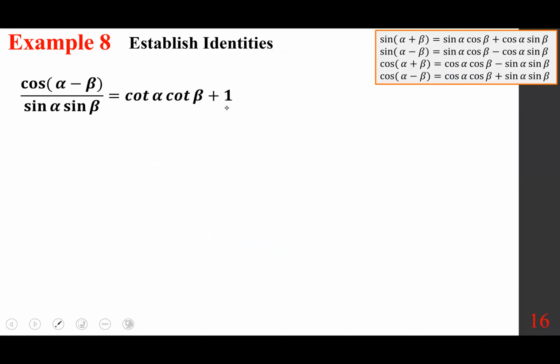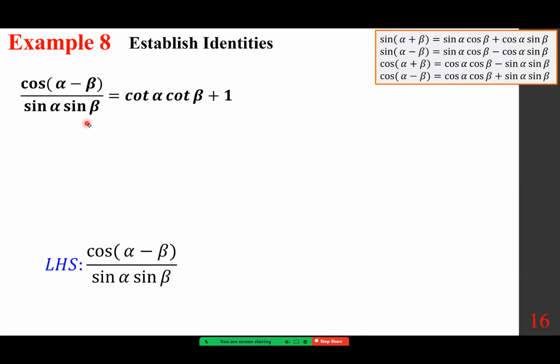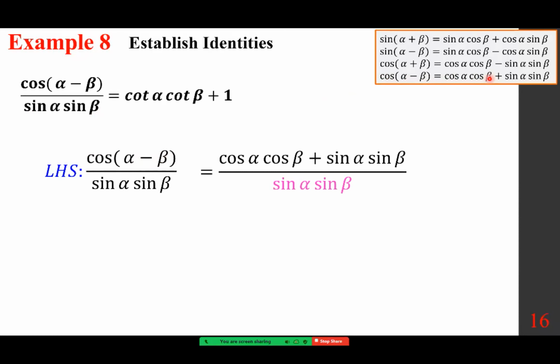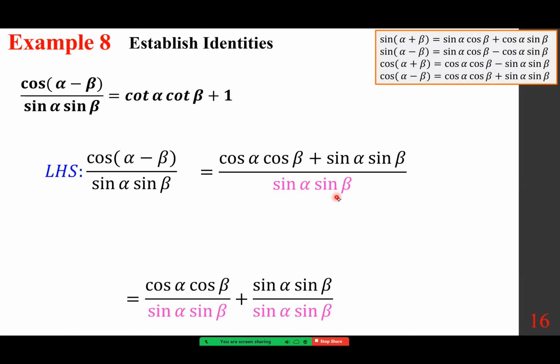Let's move on. And again, we start from the more complicated side, the left-hand side. So we just rewrite the top as cosine of alpha minus beta, which is cosine alpha cosine beta plus sine alpha sine beta. So we start with the more complicated side, namely the left-hand side. And clearly we make up two fractions.